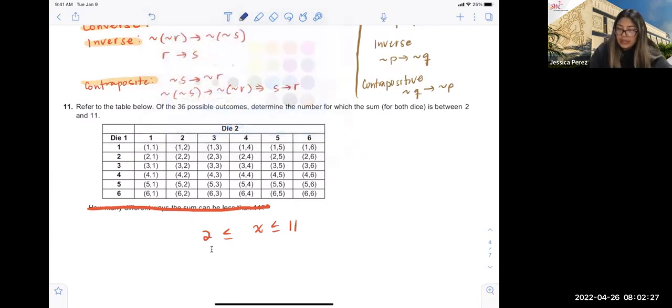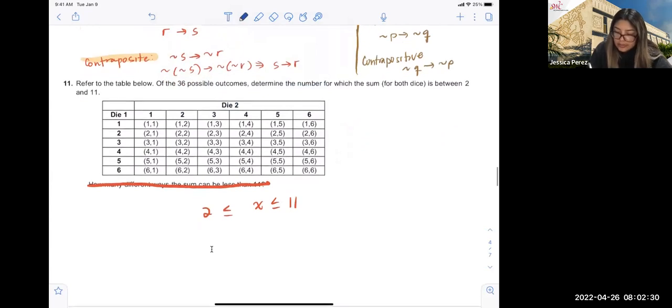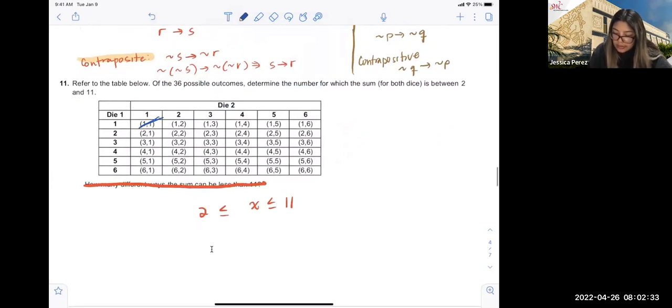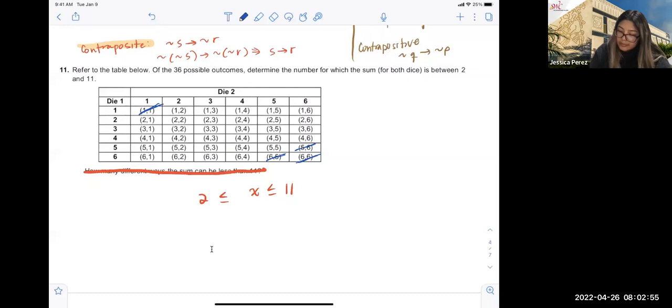So let's look at the sum. Which one gives us 2? This one gives us 2. Which ones give us 11? Less than or equal to 11 would be this one and this one. This gives us 11, and this one, of course, 12. So in between, we have 36 outcomes minus 1, 2, 3, 4, the number of outcomes in between 2 and 11.